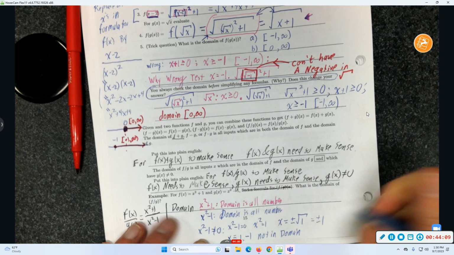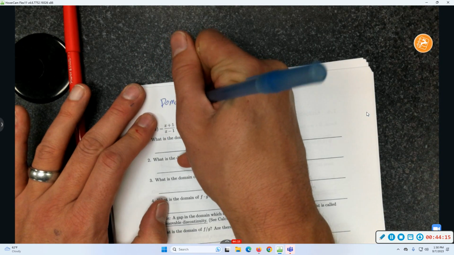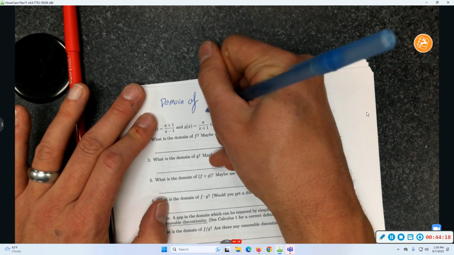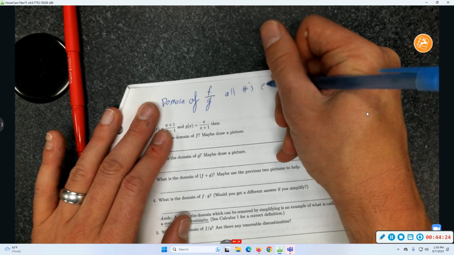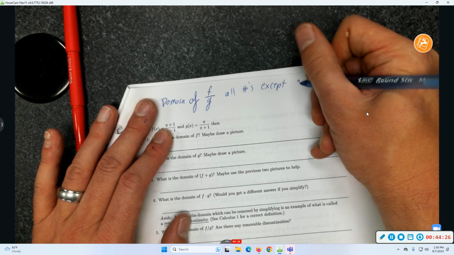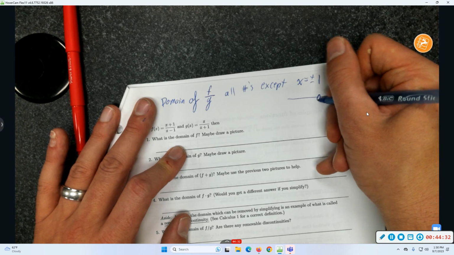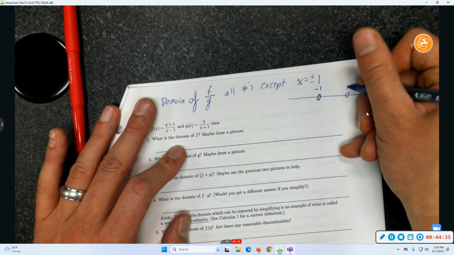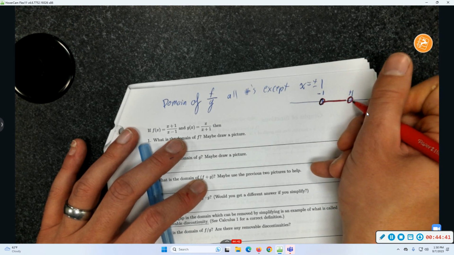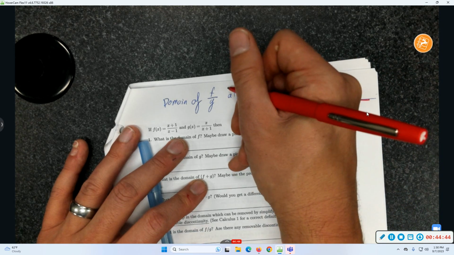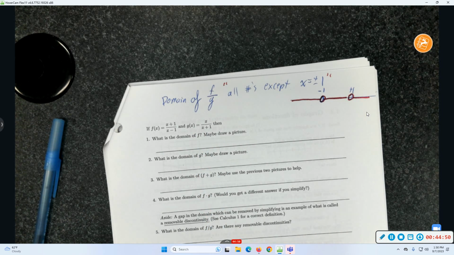I'm going to flip to the next page and write down the conclusion. So, the domain of f divided by g for this particular f and g is all numbers except x equals plus or minus 1. And in order to put that in another notation, let's see what that means. There's minus 1, there's plus 1. But the domain is going to include everything else. So that sentence is a correct answer. The domain is all numbers except for x equals plus or minus 1.